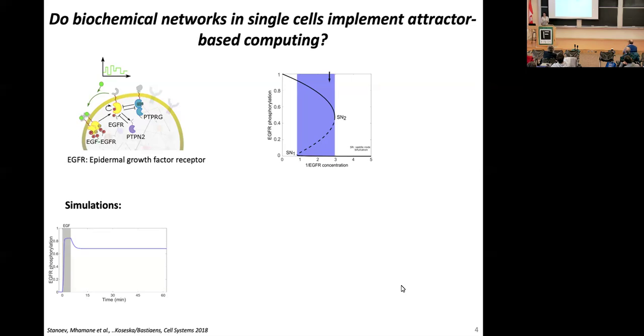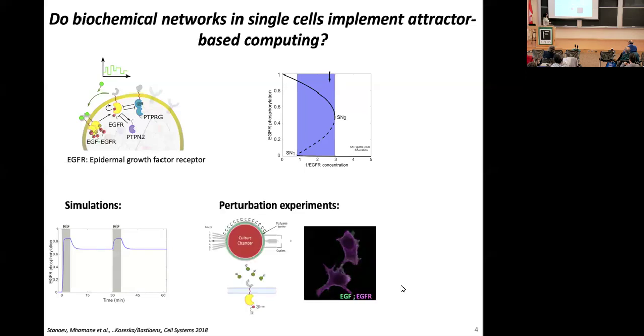So in a way, the system has a form of a permanent memory, which means that if you add other signals in the system, the cell is not going to be able to respond because it's already in the active state. So it doesn't care anymore if there are other signals that come in the environment. So we decided to test this also experimentally.